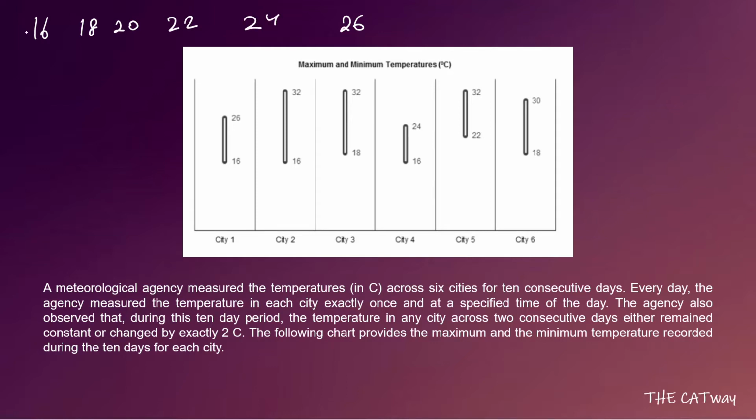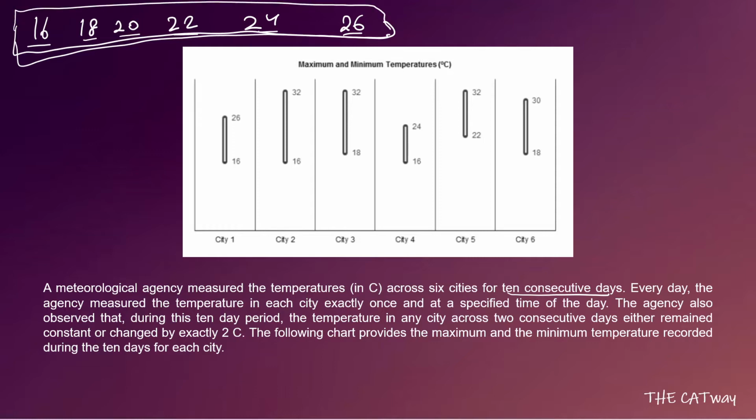But we have only 6 figures here, while we have been given that for 10 consecutive days we measured it. So when we are talking about 10 consecutive days, that means there must be 4 extra figures. Now what values can those 4 figures take? They can take any of the values 16, 18, 20, 22, 24 and 26 because the temperature can remain constant on any of the consecutive days. So these values can be repeated, but these 6 values are going to be there. Only after that can there be any repetition.